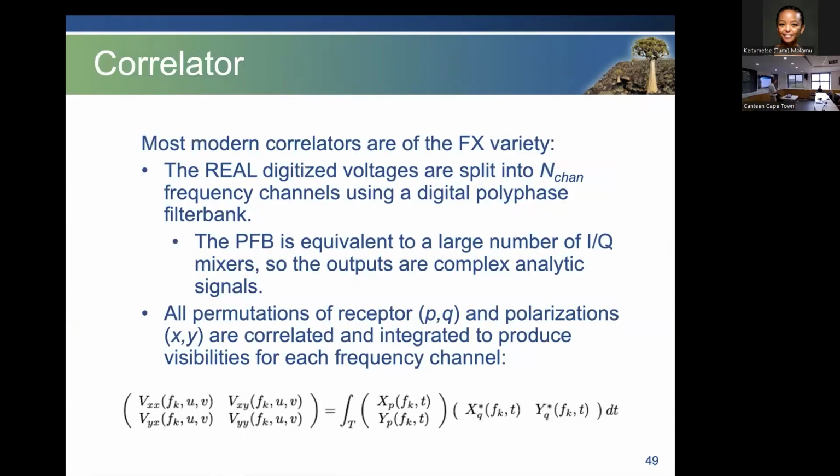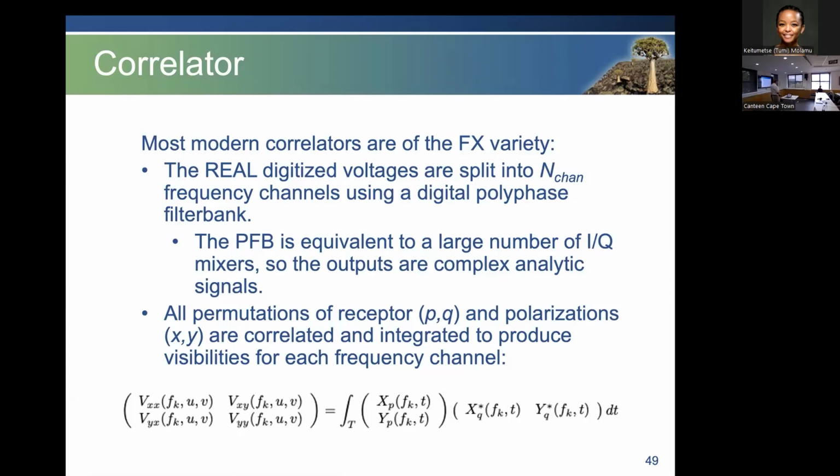And what the correlator does then, so we're in the modern variety, the FX variety. We take the real signals, we put them through a PFB. Now, the polyphase filter bank, for those of you who know about IQ mixers, is basically a bunch of IQ mixers. And the output of an IQ mixer is an analytic signal. It's the I, which is the in-phase, and the quadrature signals. And the quadrature signal is the Hilbert transform of the in-phase signal. And so you get all of these complex signals coming out. So the V's that we get are complex numbers.